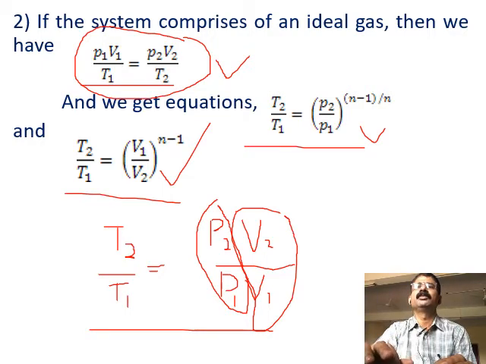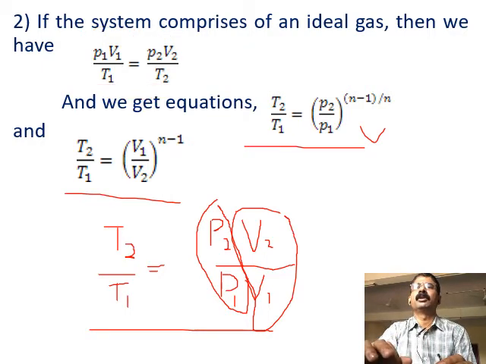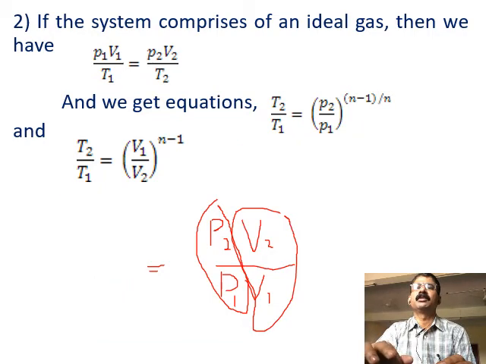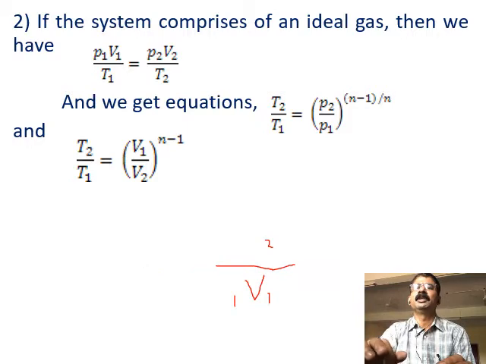So this is how, even if you are not able to remember this temperature-pressure and temperature-volume relationship for a polytropic process, you can derive it within 1 minute whenever it is required.